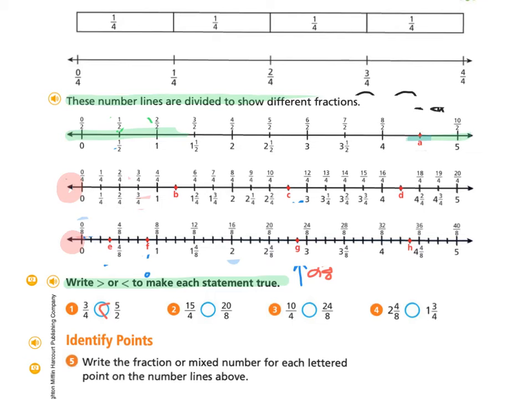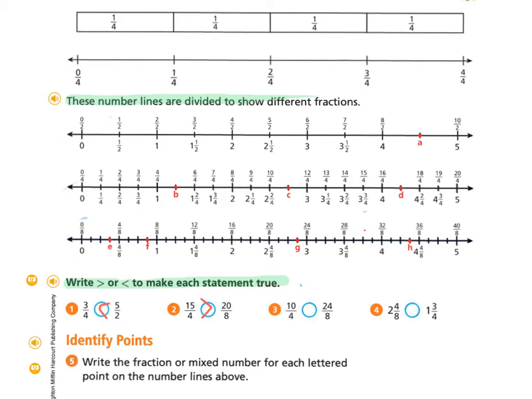Now that you've identified these two numbers, hopefully you found 15/4 here and 20/8 here. Once you've found these fractions on the number line, it is easy to see that 15/4 is greater than 20/8. Finish numbers 3 and 4 by yourself. Then, play the video and see how you did.